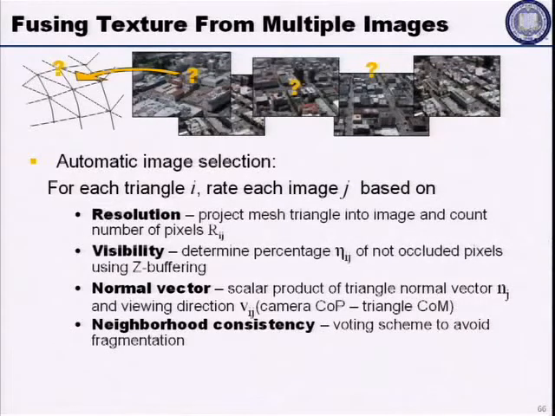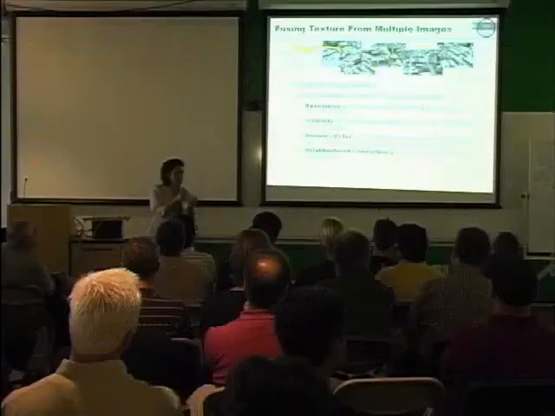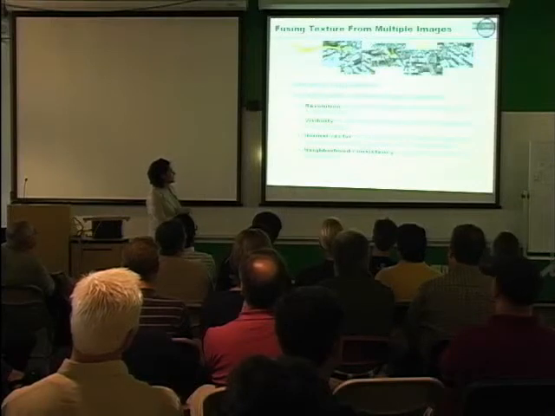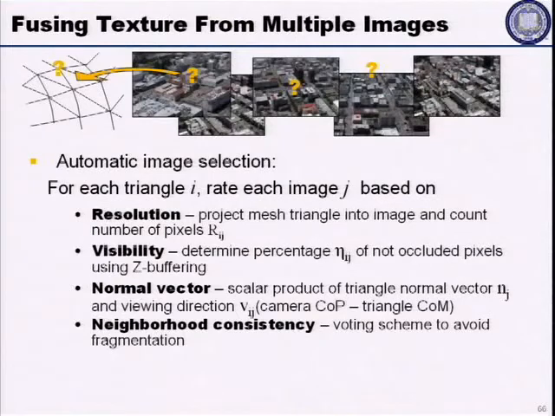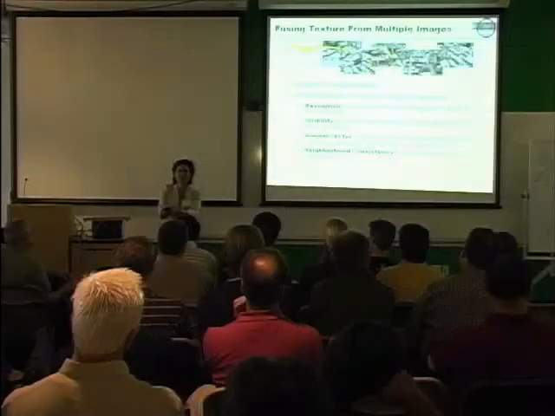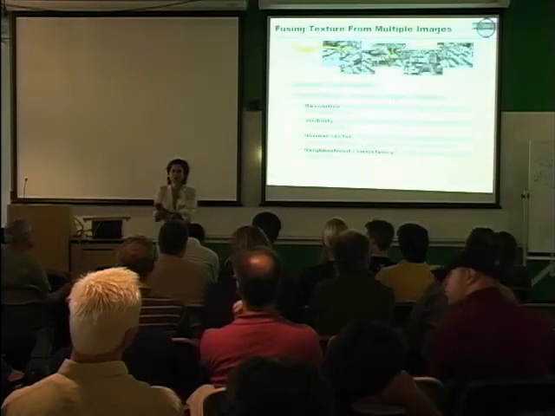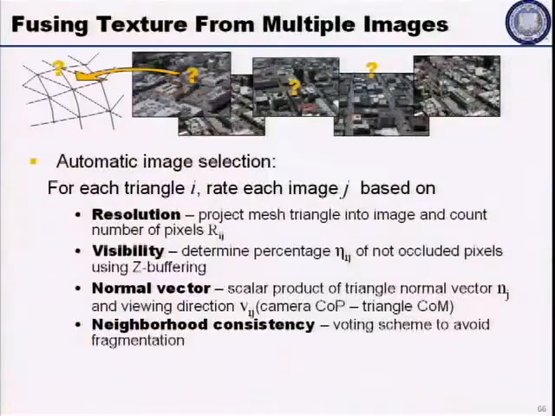You want to pick an image that has the highest resolution for painting that triangle. You want to use visibility considerations, normal vector considerations. The triangle would look a lot better if the picture was taken head on than, for example, from the side. And also neighborhood consistency. Ideally, you like triangles that are next to each other to receive their texture from the same images so that you don't have so much jitter across the triangles.